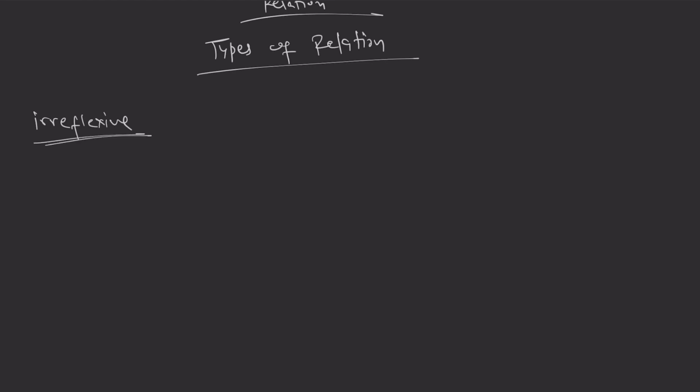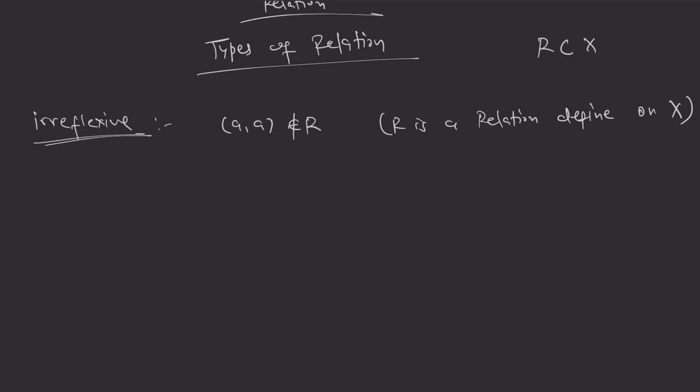In the last lecture we learned about reflexive relation, which is if the ordered pair a comma a belongs to the relation for all a. So irreflexive is, a comma a should not belong to the relation. R is a relation defined on set X, that means R is a subset of X cross X. So a comma a should not belong to the relation R for all a belonging to X.